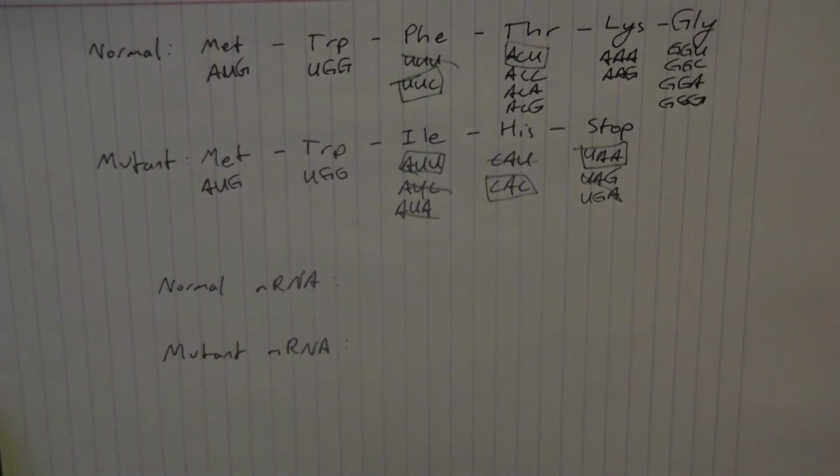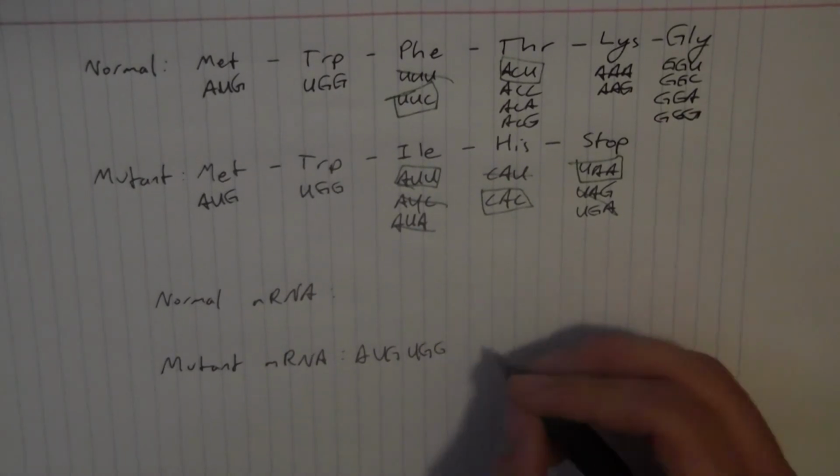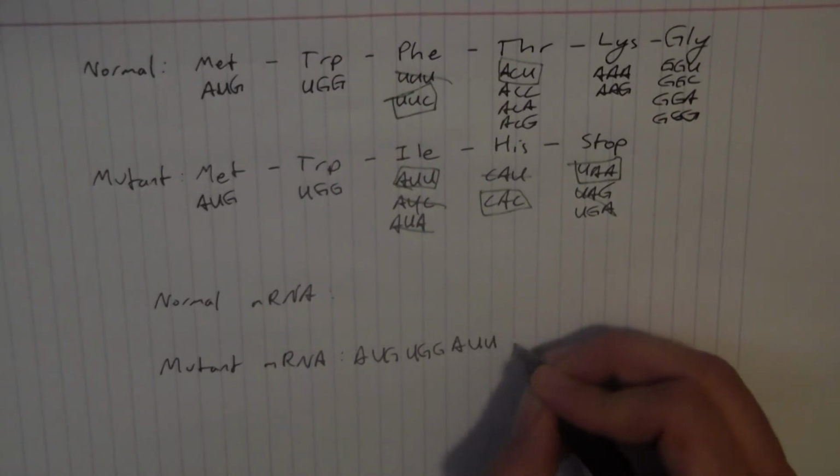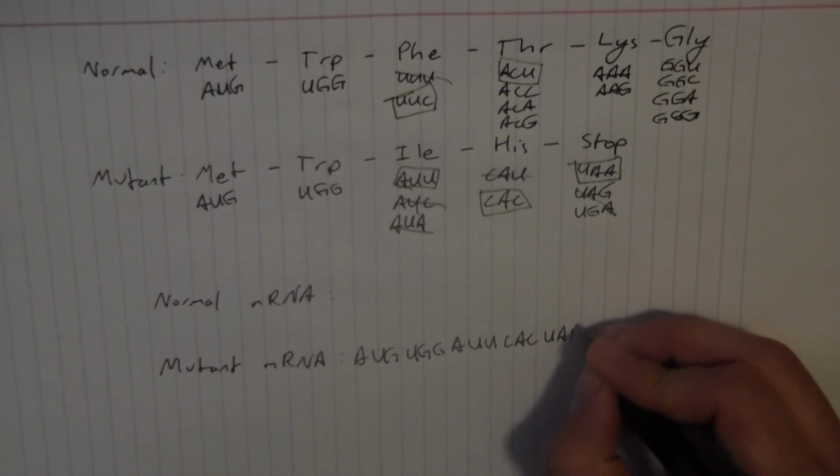This means I can write out my mutant and my normal RNA. AUG-UGG-AUU-CAC and UAA.